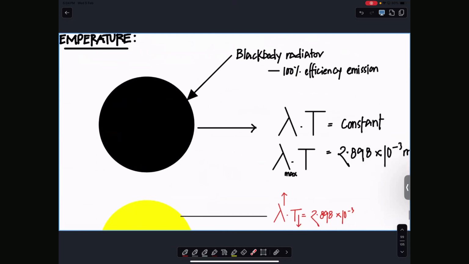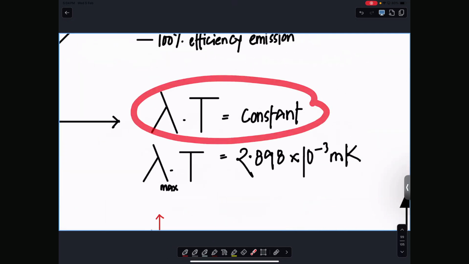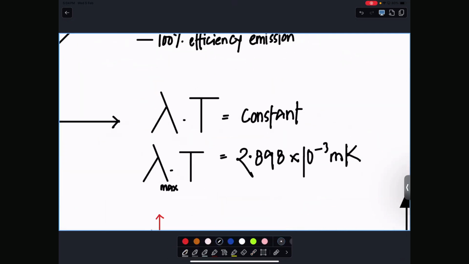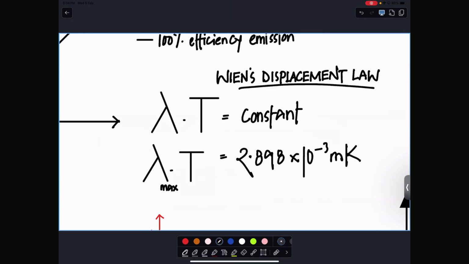This law that we just used is called Wien's displacement law. And what does the law state? It's a question that you get. The law states that the wavelength of the maximum intensity light is inversely proportional to the surface temperature of a star, provided that we assume the star is a black body radiator. Okay.